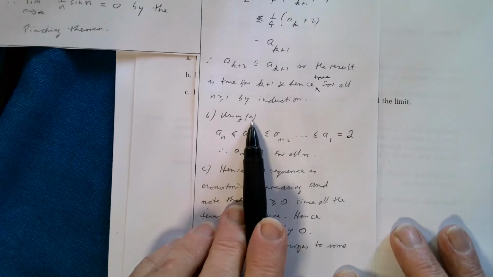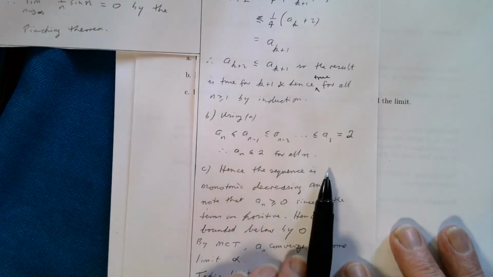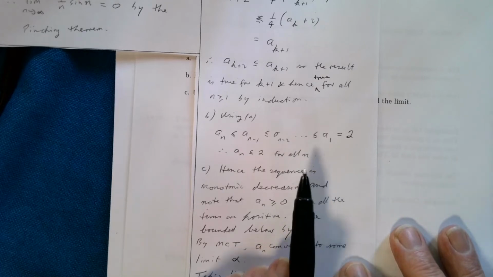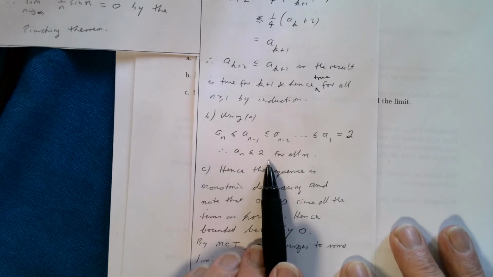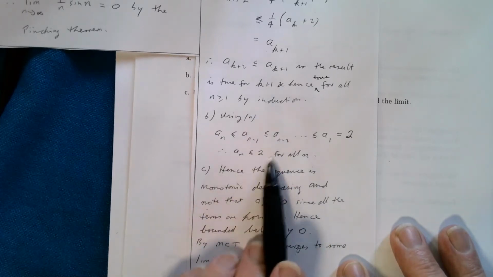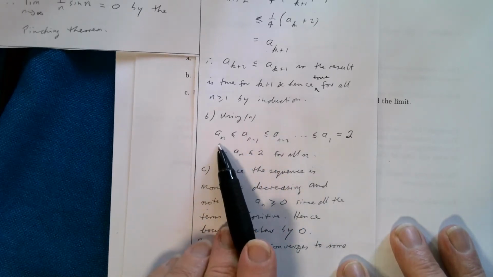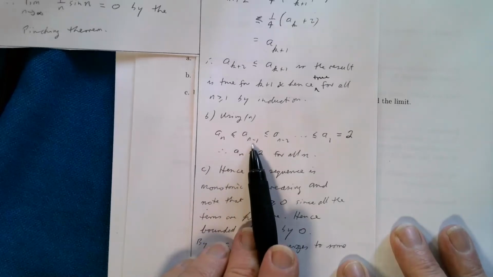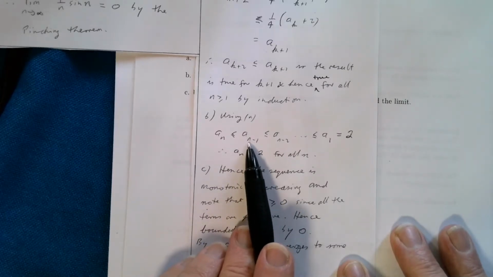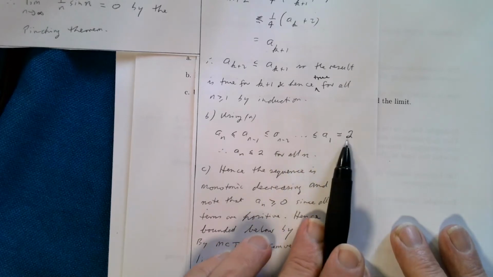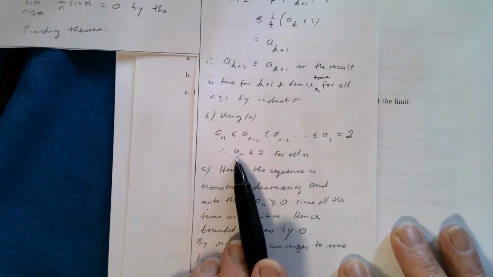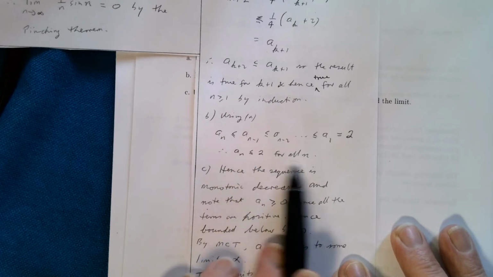Now, using part A, we were asked to show that a_n is less than or equal to 2 for all values. So it's got an upper bound. In fact, a_n is less than a_(n-1), but then that one is less than the one before it, all the way down to the beginning, and that was 2. So that says a_n is less than or equal to 2 for all n.